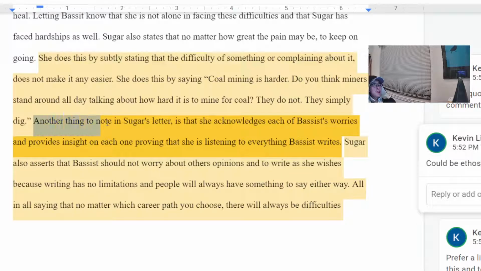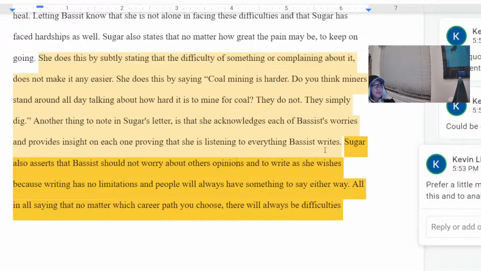Student says, another thing to note in Sugar's letter is that she acknowledges each of Bassett's worries and provides insight on each one, proving that she is listening to everything Bassett writes. That's ethos too. And it could be pathos as well, because again, talk about that whole sympathy and empathy thing, but I think it's ethos in the sense that she is a person who doesn't just see it as mindless bitching. She sees it as something that is of actual concern, that she's like, hey, I hear you. This is definitely a hard thing to do. Writing itself, I know it. I've been there. So in this case, it definitely speaks on ethos here.